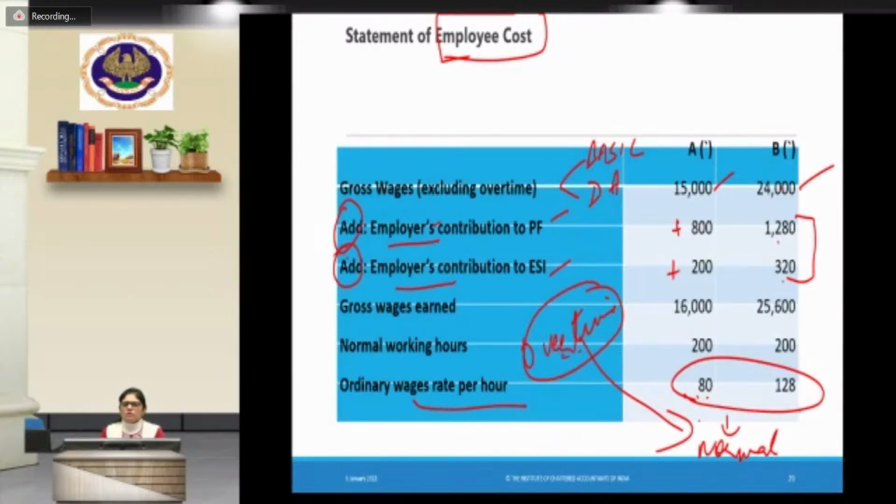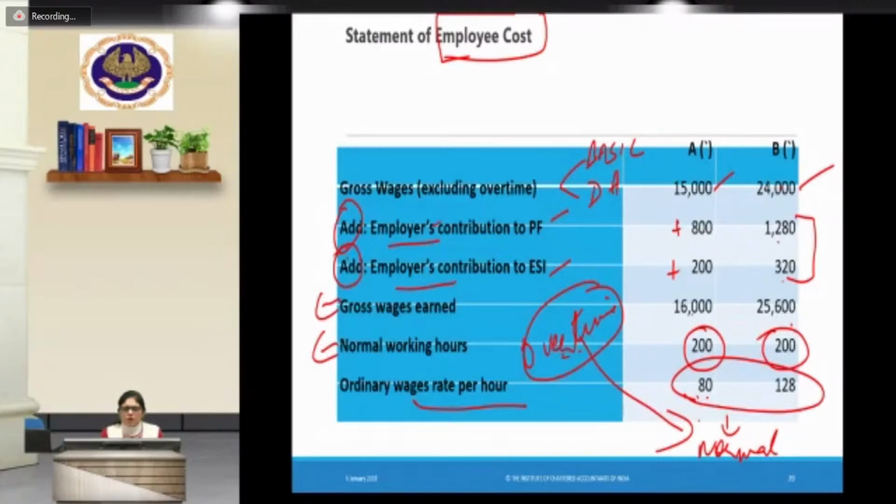Clear? So these are the gross wages, employees' contribution, gross wages earned, the normal working hours. All right, there was no normal idle time. Had there been a normal idle time in this question, we would have deducted it. There is no normal idle time in the question, so we have not taken it into account. Overtime is not part of the normal working hours, so we take the normal cost divided by the normal working hours. Clear? So we don't take overtime or abnormal idle time whenever we calculate the cost per hour.